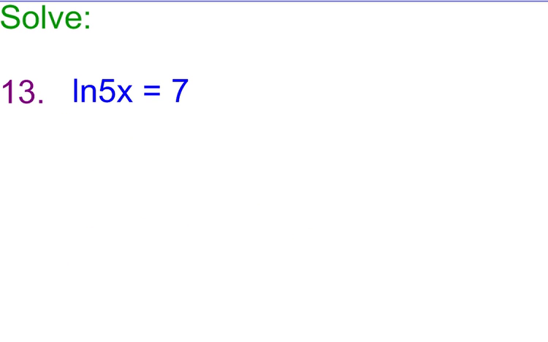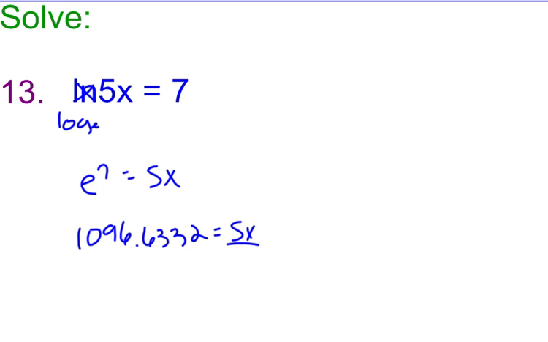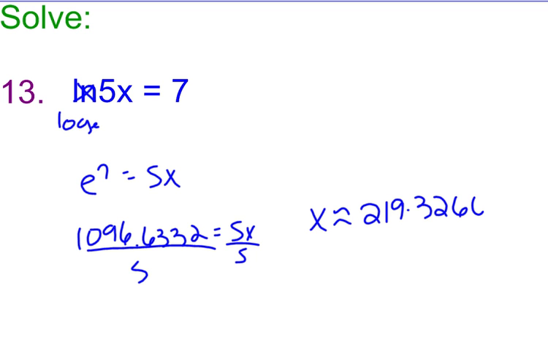Number 13, same idea. I'm going to change my form, so I have log base e here. So I'd have e to the 7th equals 5x. When I plug e to the 7th into my calculator, I get 1096.6332, and that equals 5x. So I'd have to divide by 5, and I got x to be 219.3266. Hopefully that's what you guys got also.